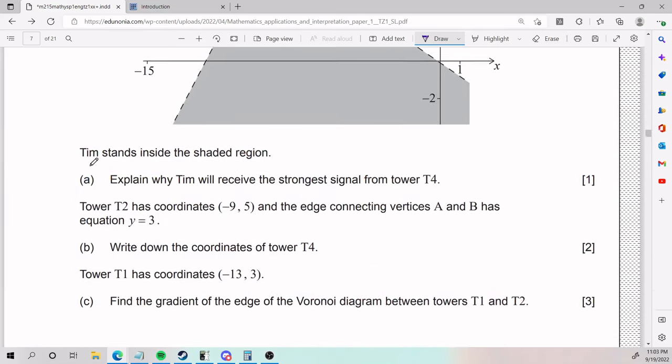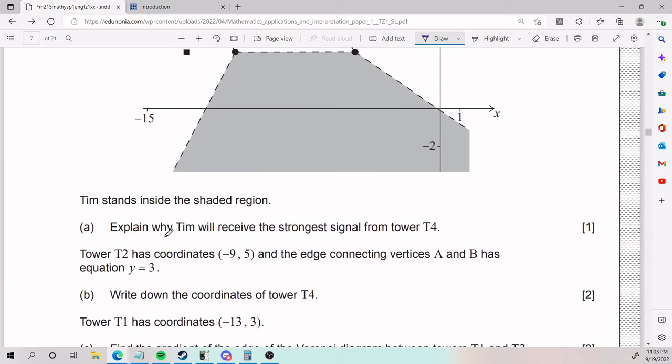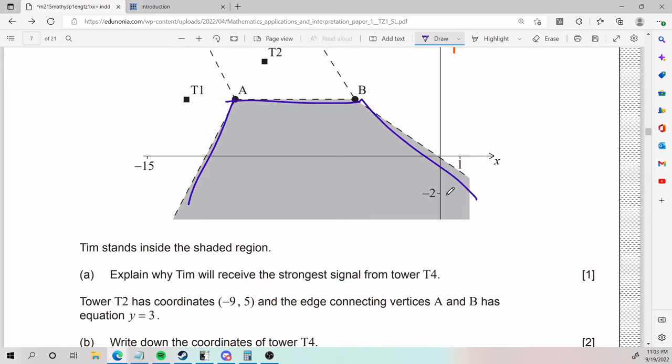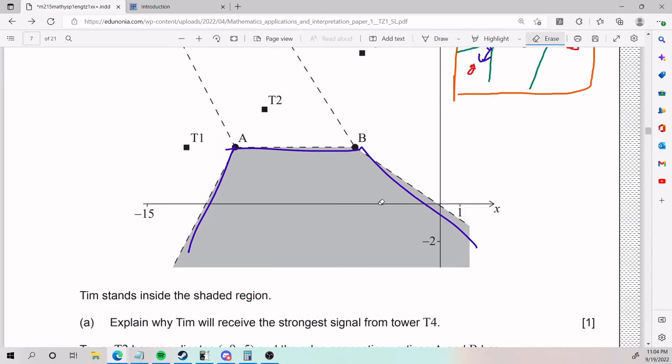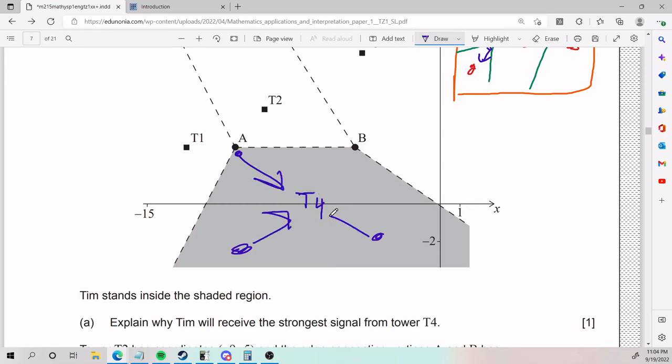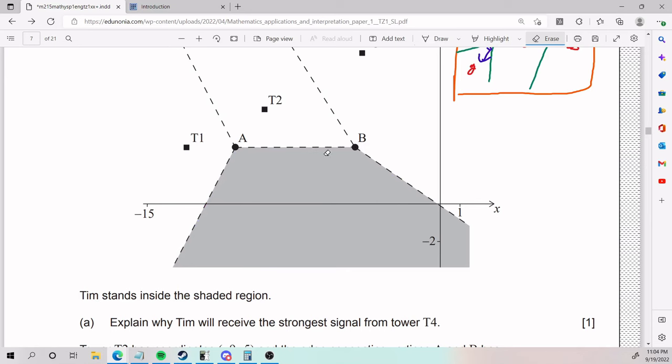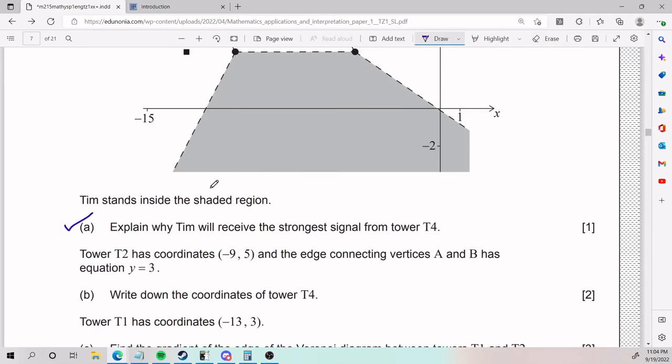So if Tim is inside the shaded region, and the tower T4 is somewhere in here, Tim will receive the strongest signal from the tower T4. Because no matter where he stands in the shaded region, whether it's here or there, wherever T4 is, Tim will be closest to T4 no matter what. Because in the shaded region, all of these points, regardless of where they are, are closest to T4 anyway. So that is the answer for part A. That is literally how you write it. See? Part A, bada bim, bada boom.